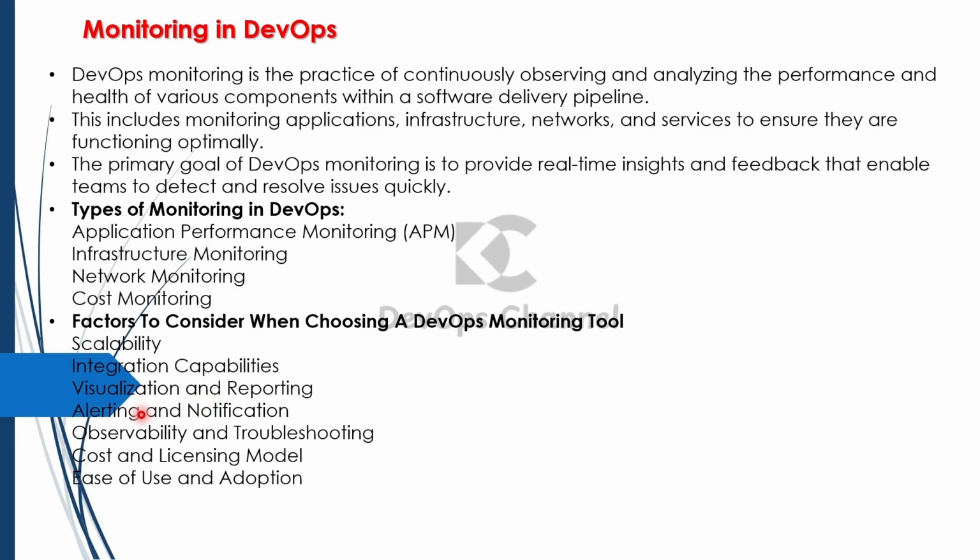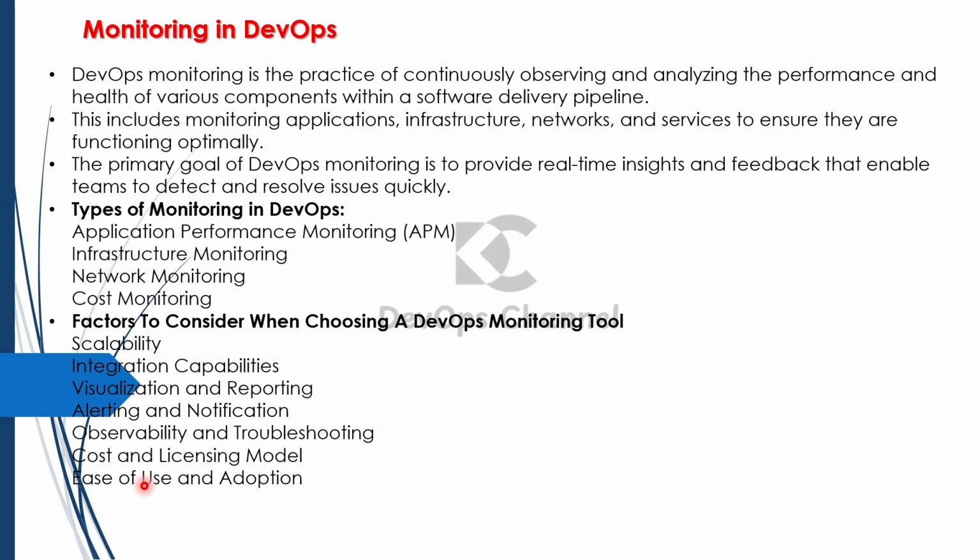Fourth one is alerting and notification. Does your monitoring tool have an alerting and notification feature? Fifth one is observability and troubleshooting. Does it provide some kind of logs for your software or application? The sixth factor to consider is the cost and licensing model, and whether they are limited to any one cost model. And last one is, of course, ease of use for selecting any DevOps monitoring tool. So you have these factors to consider when choosing a DevOps monitoring tool.